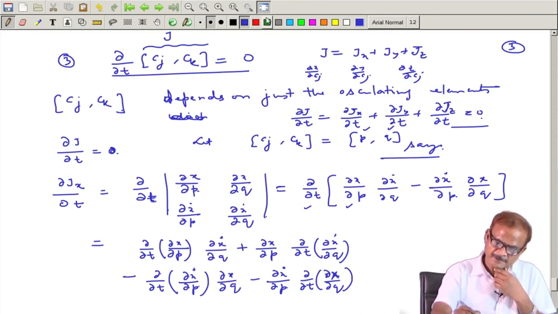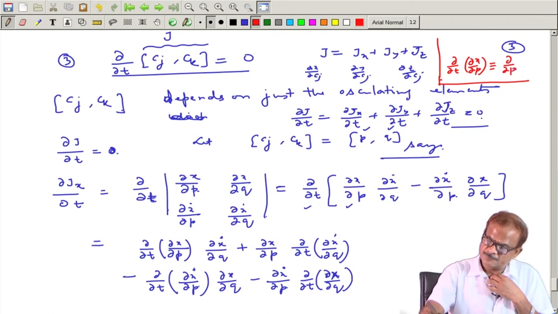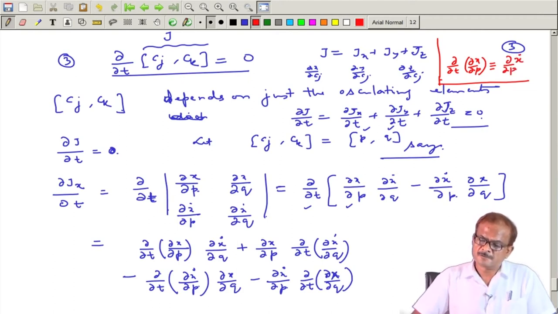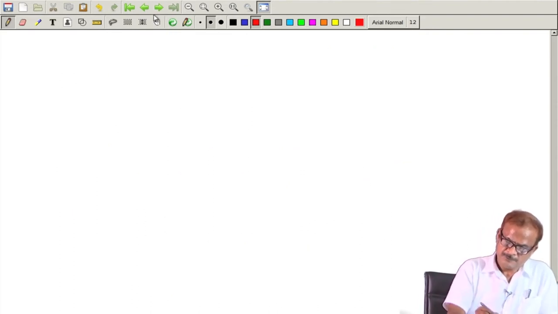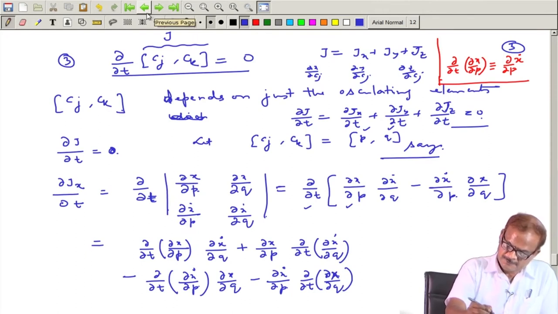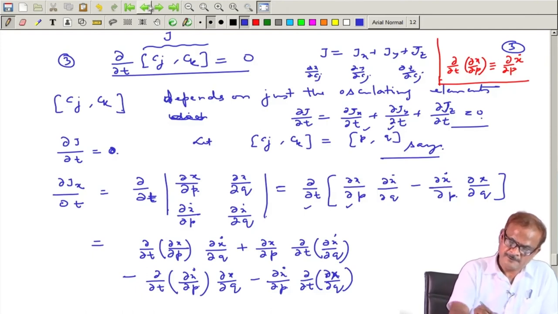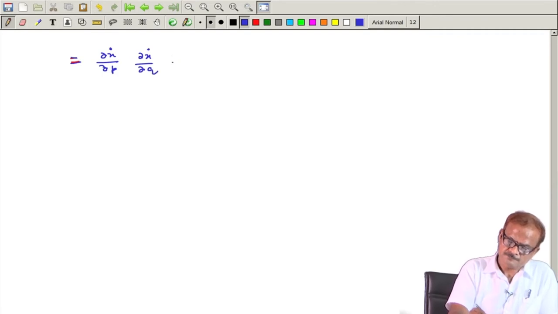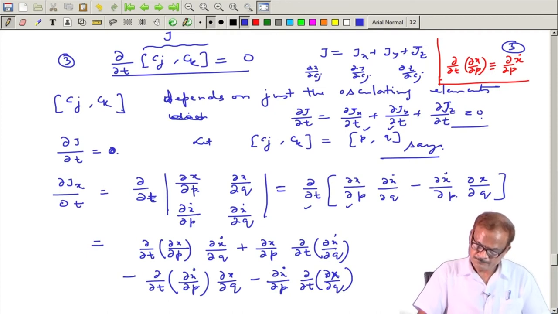Okay, one thing I would like to mention here, you must be aware of those things. ∂/∂t of ∂x/∂p is equivalent to the exchange of the operators. So, we can write this as ∂/∂p of x dot. So, if we follow this notation, immediately we can see that the quantity here gets reduced to ∂x dot/∂p, and then the next quantity ∂x dot/∂q plus ∂x/∂p, and similarly here in this place.